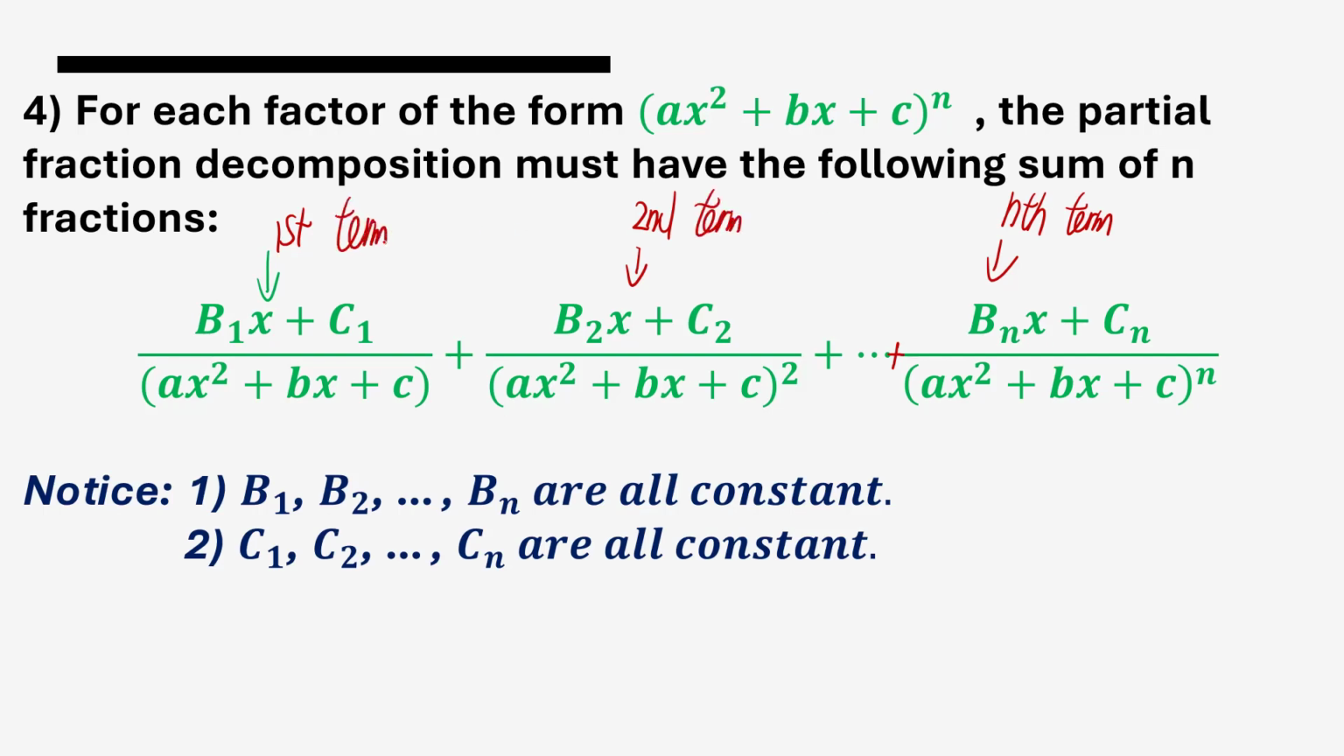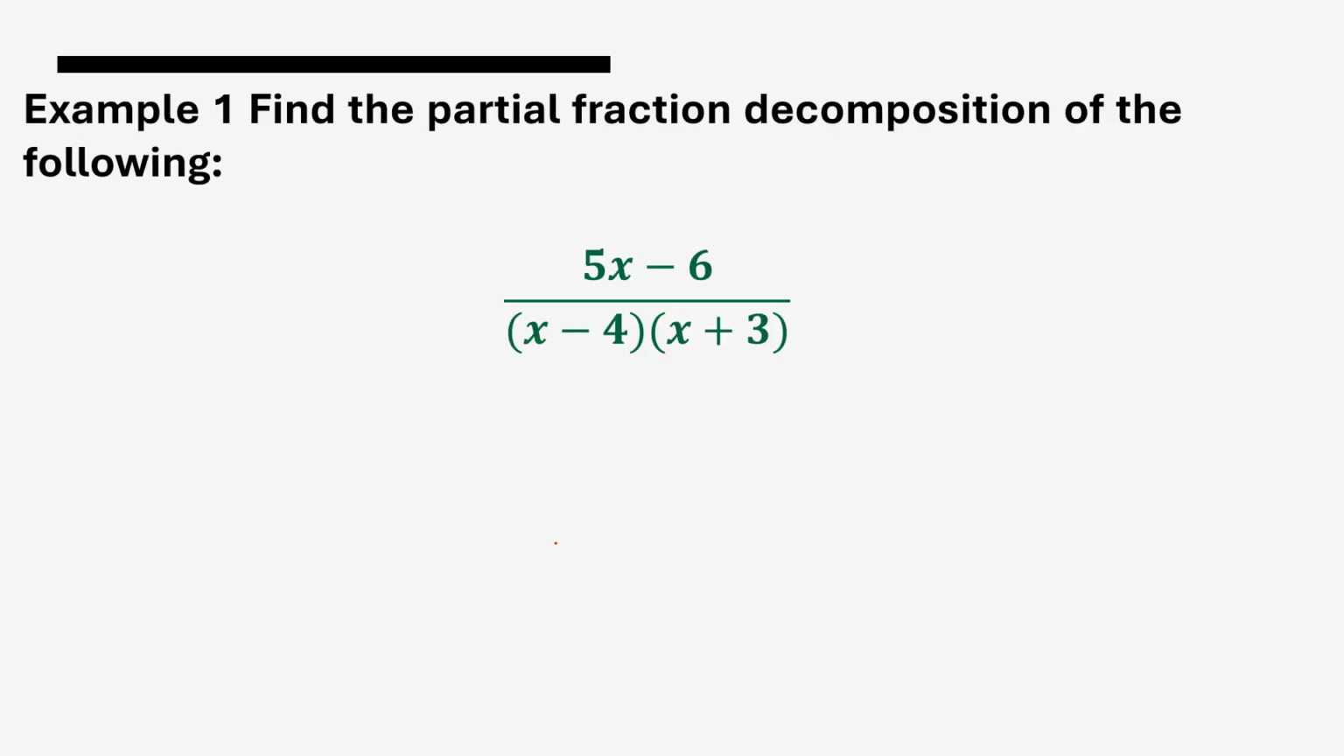Will be (bnx plus cn) over (ax squared plus bx plus c) to the n power. And again, right here, b1, b2, b3, b4, all the way to bn, they are all constant. c1, c2, all the way to cn, they're all constant. So that's an important thing to recognize. And now once we go over all this process, then we're ready to look at some of the examples.